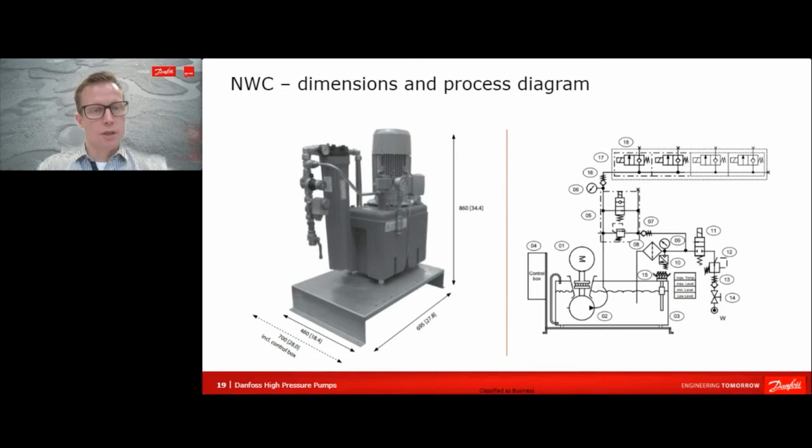And here you see a schematic of the process diagram, where you have your pump sitting in the tank with the motor on top. You have the option to choose the control box or not and use your own. You have your level and temperature device. Here you have your water supply and you have your filters.